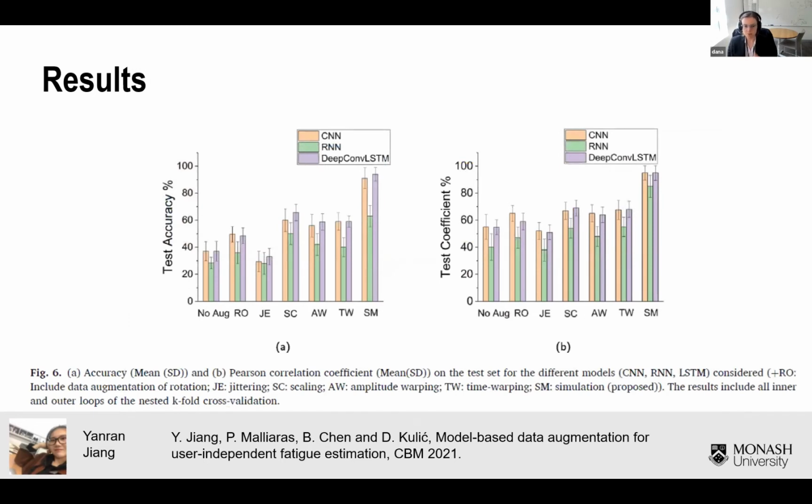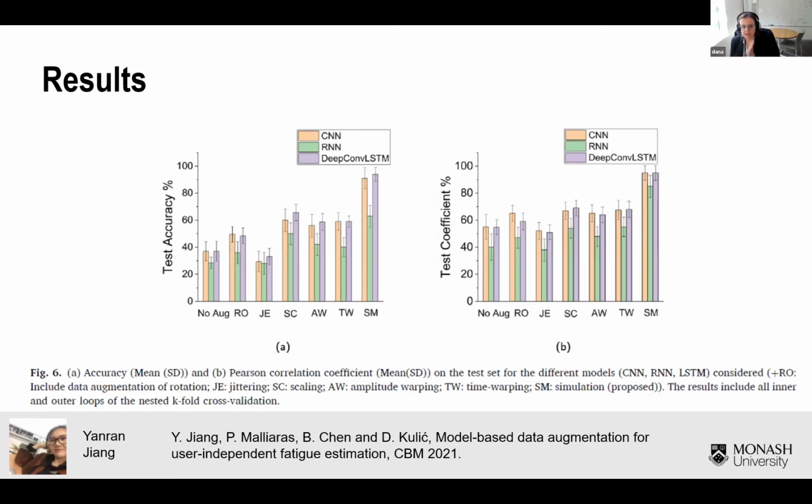We test the proposed approach by assessing the fatigue on data from unseen participants. Again, here we want to see if, by introducing this variability in body size, we can handle unseen participants. Here we're showing the classification accuracy for estimating fatigue on a 10-point scale using 3 different classifiers: convolutional neural network, recurrent neural network, and deep convolutional LSTM. In the leftmost column, we have the results with no augmentation. And the 2 panels are showing the test accuracy and the correlation.